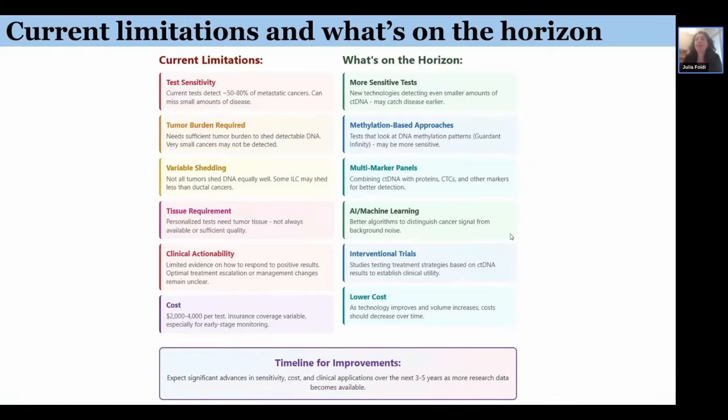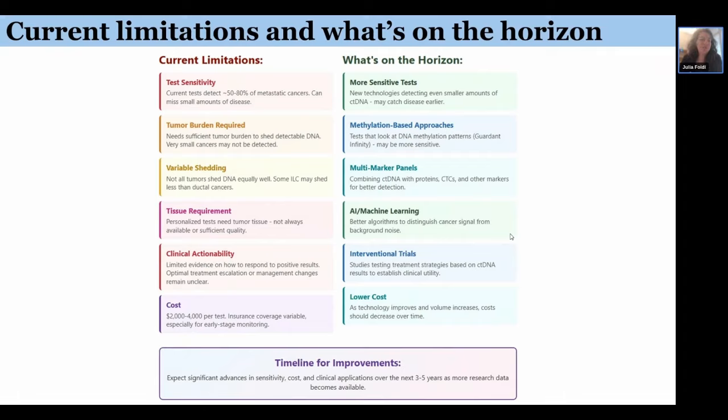So to quickly wrap up, what I want to leave you with here is that liquid biopsies are a very powerful tool, but currently they have several limitations. One being the sensitivity of the test. You need a certain amount of tumor to be able to detect it. We know that not all tumors shed DNA equally. So if they are shedding their DNA less, you are not going to pick it up in the blood. We know about the tissue requirement for personalized tests, which can be a limiting factor. And I think most importantly, clinical actionability is at this point a question.